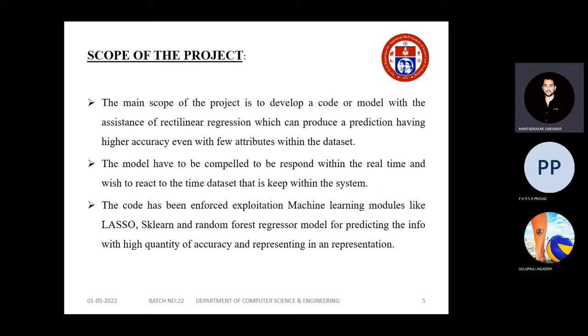The main scope of the project is to develop a code or model with the assistance of linear regression, which can produce a prediction having high accuracy, even with few attributes within the data sets. We are using some machine learning algorithms like Lasso, sklearn and random forest regression model for predicting the info with high accuracy and representing it in a visual representation.